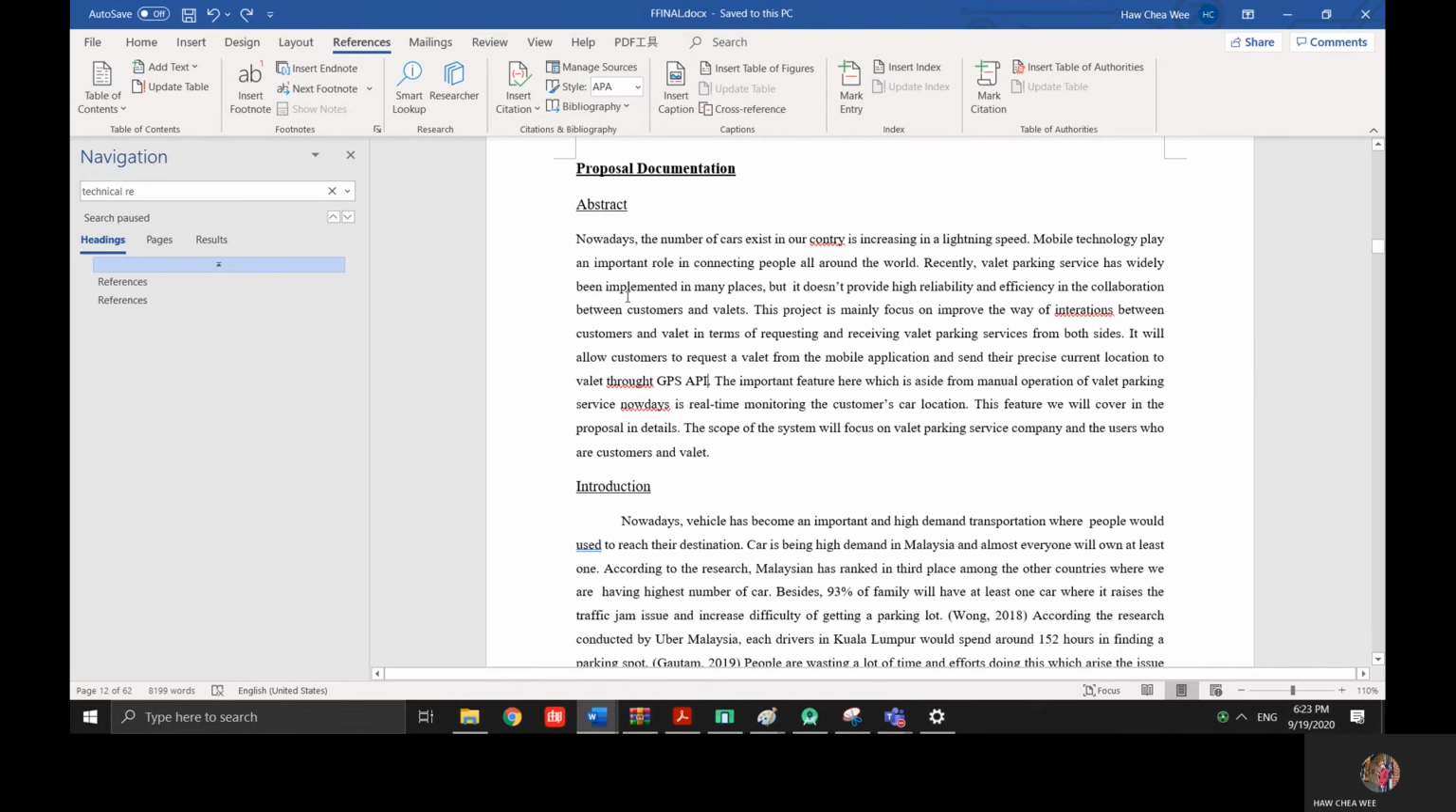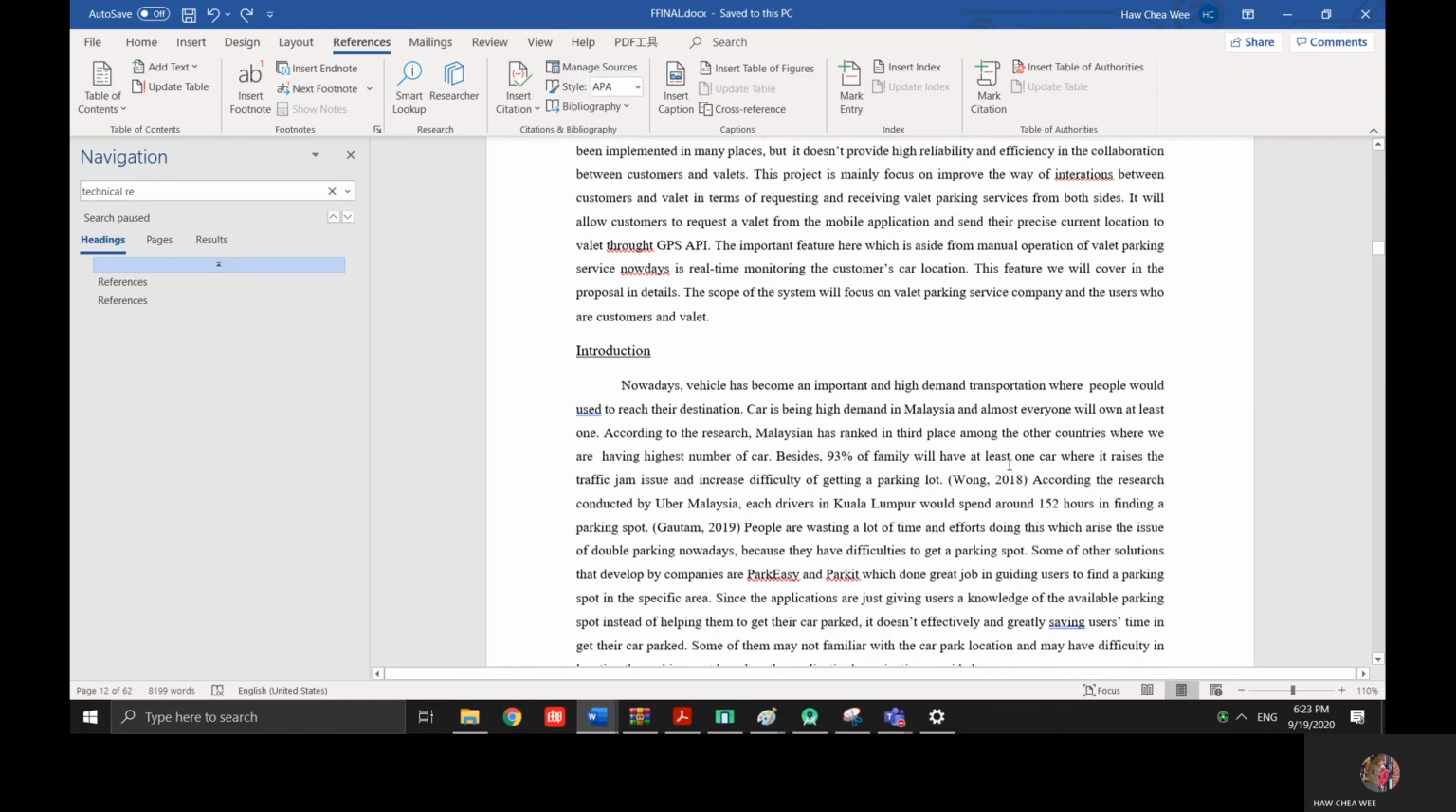Starting from the abstract of our proposal, we are focusing on improving the way of interaction between the customer and valet in terms of requesting and also receiving the valet parking service from both sides. So we allow the customer to request a valet from the mobile application and send their precise current location to the valet through the GPS API. An important feature aside from this is real-time monitoring of the customer's car location. This will ensure the security of their vehicles and also improve the reliability given to the customer for our services.